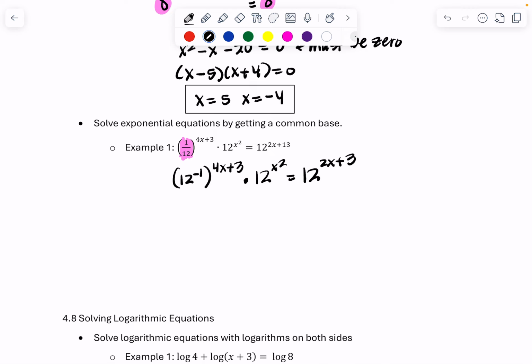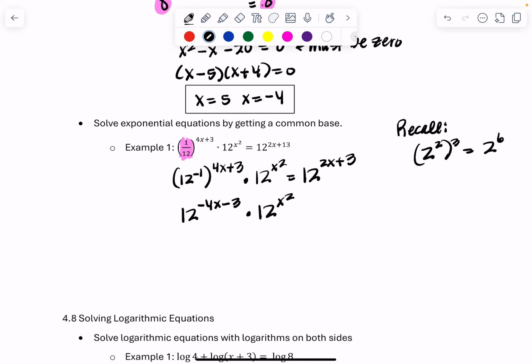And this is, remember, a power to a power. So I'm going to put over here, recall, this is what I'm asking you to remember: 2 squared to the third power would be 2 to the 6th. So when it's a power to a power, that's when you multiply. So I'm having to multiply this negative 1 times that part there. So you're having to use those rules of the properties of exponents.